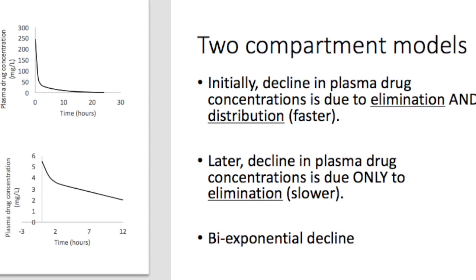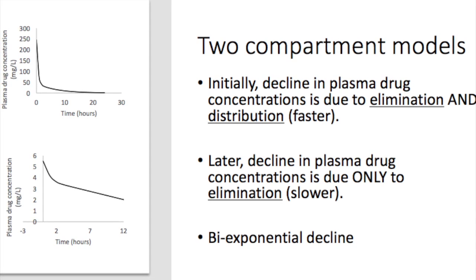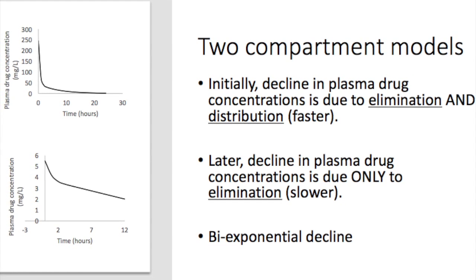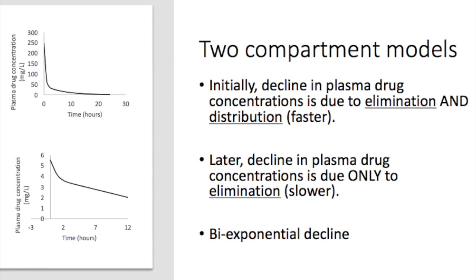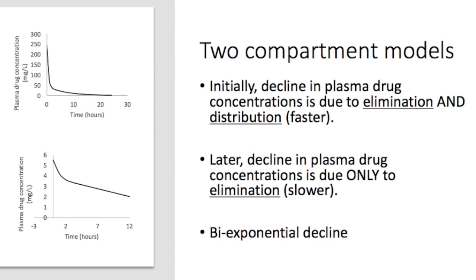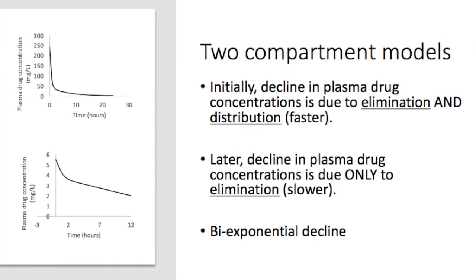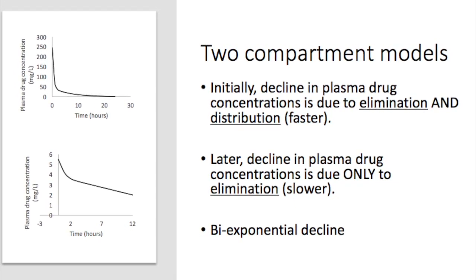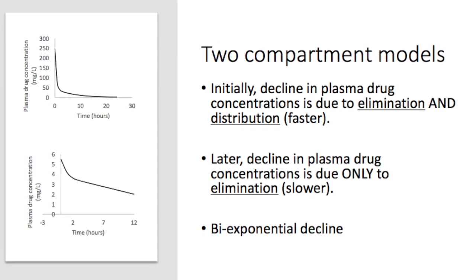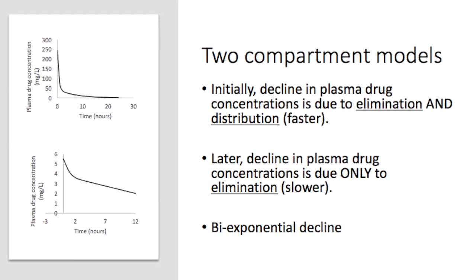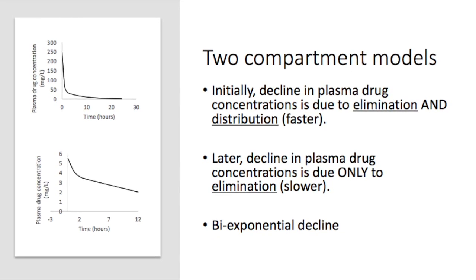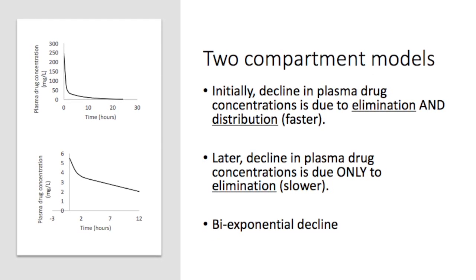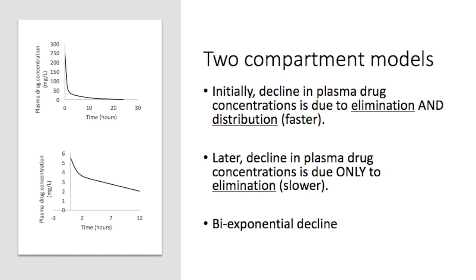Now, because initially both distribution to the peripheral compartment and elimination are contributing to the declining drug concentrations that we are measuring in the central compartment, we see that for drugs exhibiting two-compartment pharmacokinetics, the initial portion of the plasma drug concentration time profile is steeper than the later portions. We need to describe this profile using more exponential terms, at least two in this case, so that we capture this difference between the initial and later portions of the curve.